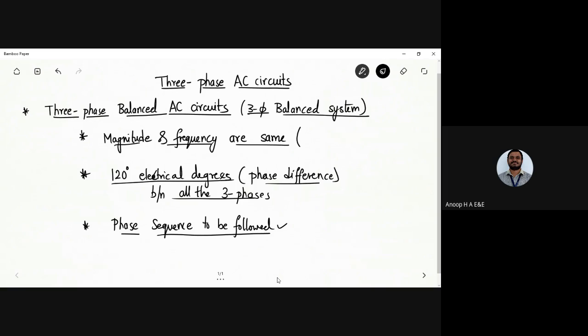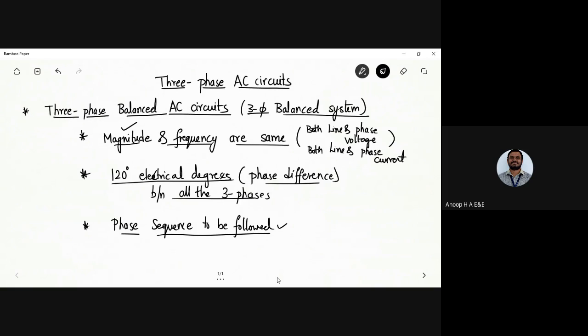Now, when I talk about the magnitude and frequency, it is both line voltage and phase voltage, and next, both line current and phase current. This is what I mean by the magnitude of the three-phase balanced AC circuits being the same.